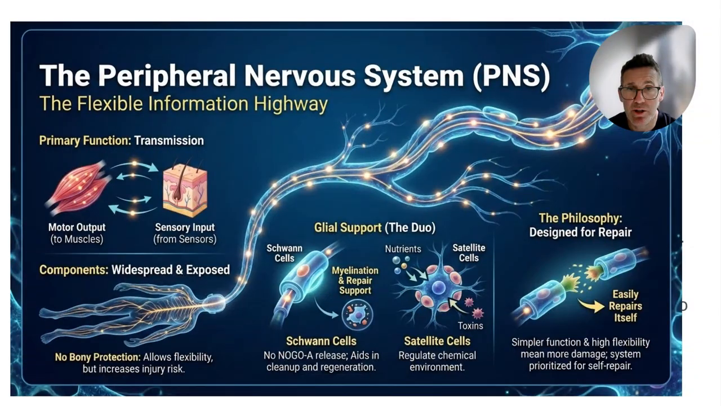So the reason why we divide them into 2, central and peripheral, is that the central, because of the complex nature of what it does, needs to be protected in a very stable way. The peripheral, on the other hand, because of what it does and because of its extensive nature, is more likely to have damage occur, and therefore the system is designed to try to self-repair more easily.